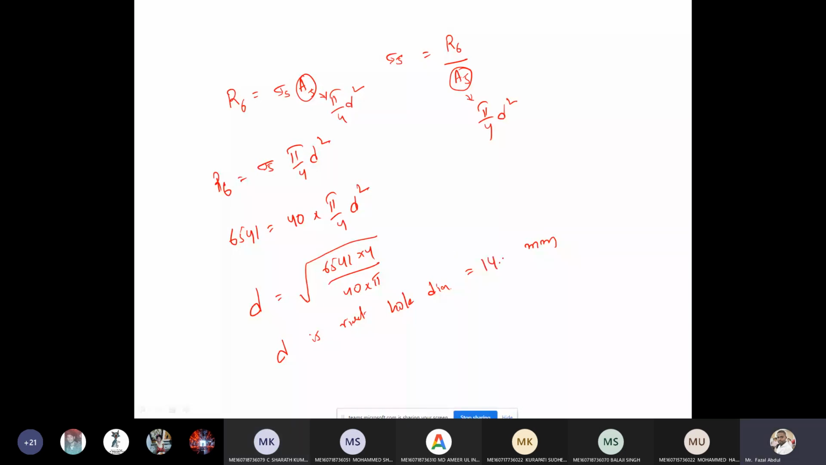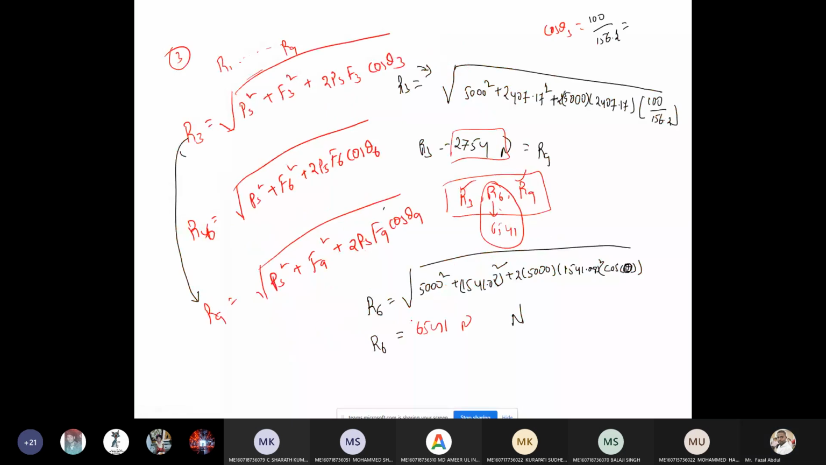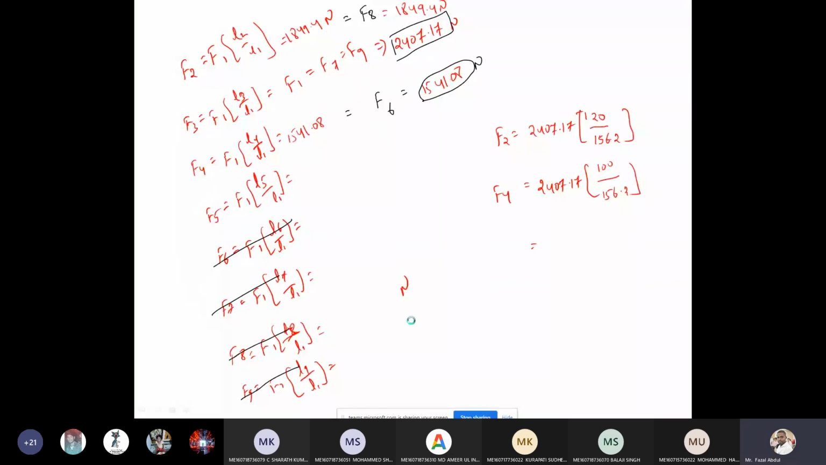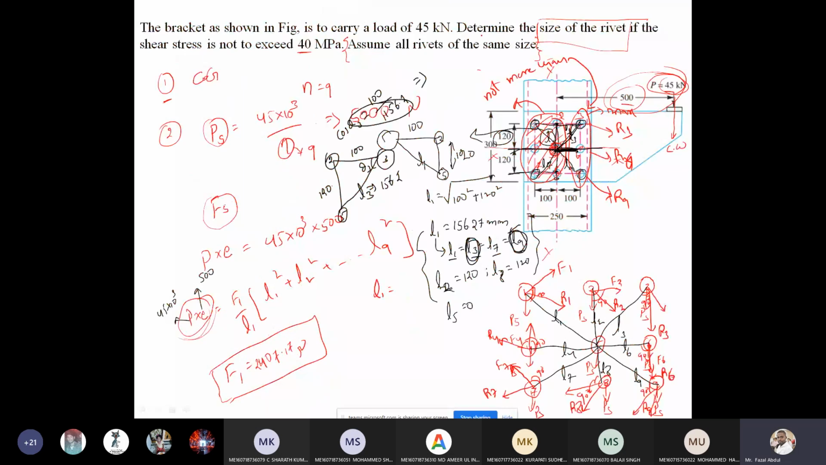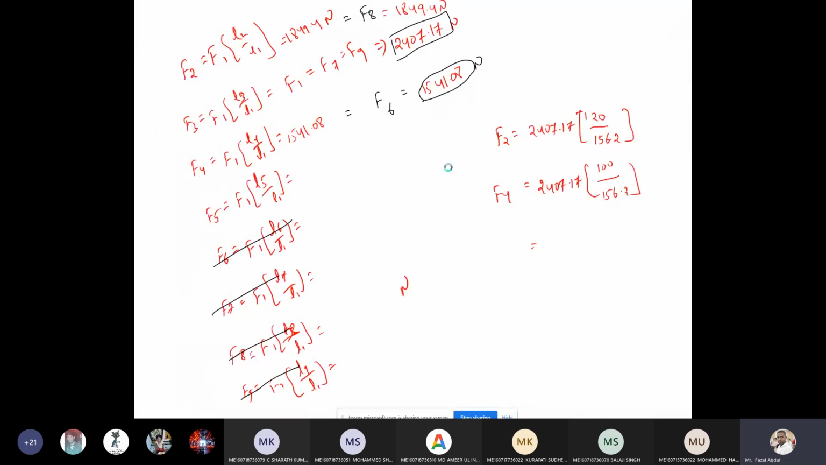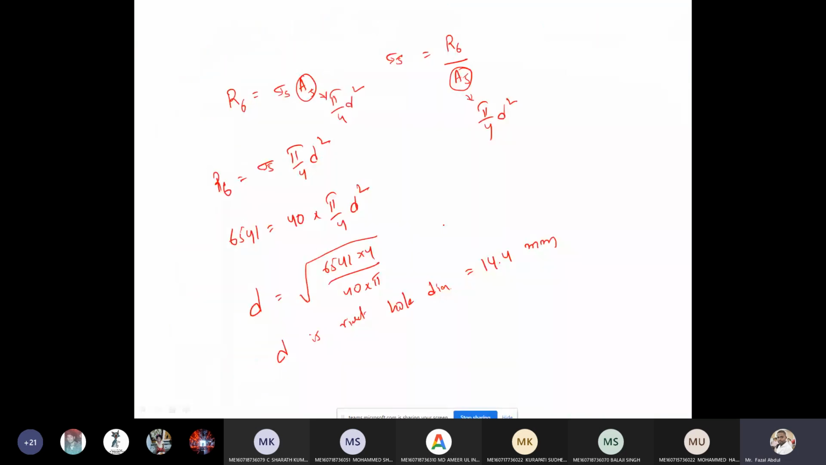14.4 mm. So based on the rivet hole diameter, we have to calculate the size of the rivet, because the question is asking to determine the size of the rivet, not the rivet hole. So based on the rivet hole, we are going to select the rivet diameter. For the respective 14 value, the rivet diameter is 12 mm. This 12 mm we got from the table.